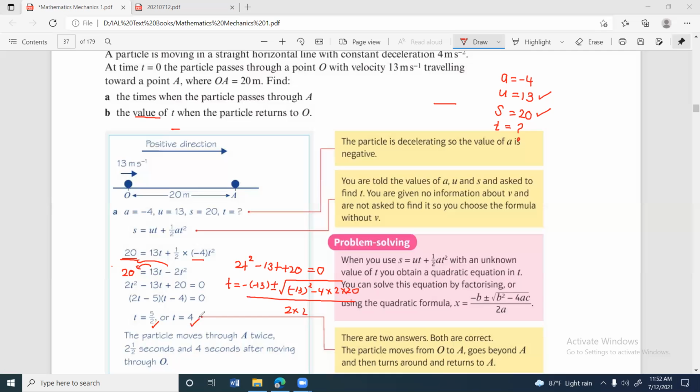Now you get two answers. That is what you mean to do. It's just like this. Why do you get this? Two answers. One answer is 2.5 and the other answer is t equals to 4.